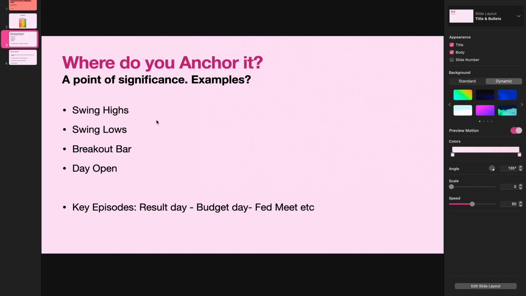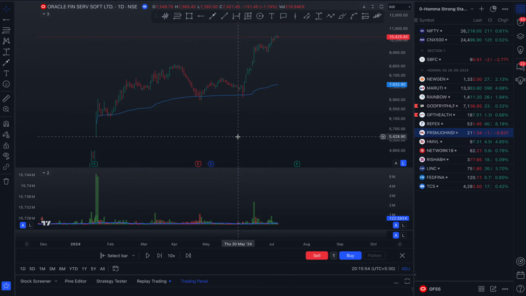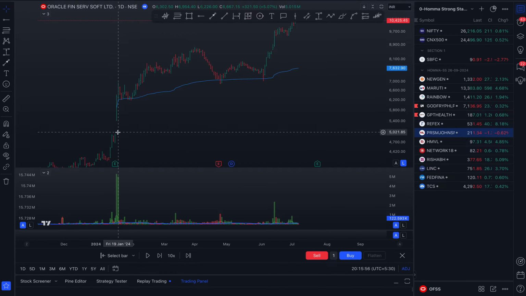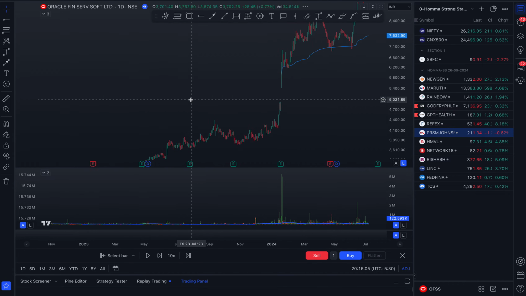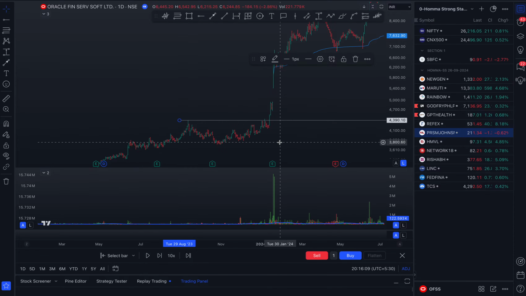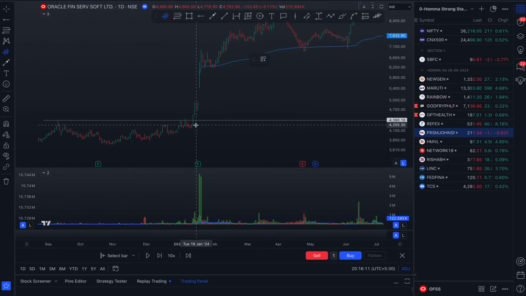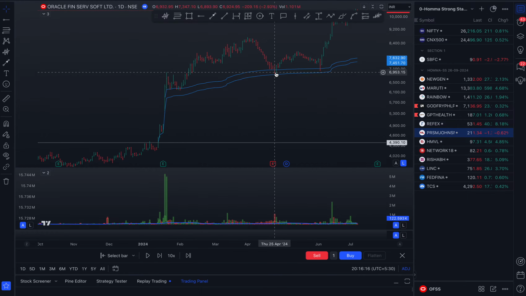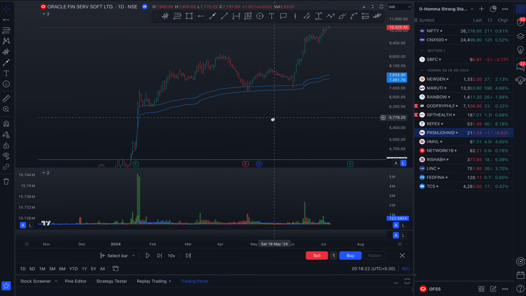Okay, so this would be a huge gap up. So this was a clear point of significance, from where things have started to move up. Well, one could also have anchored their VWAPs here, because this was the point where the breakout happened, and this was also a point where this one supported the price even better. So that is an example.